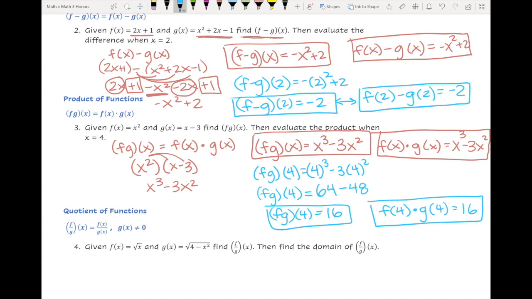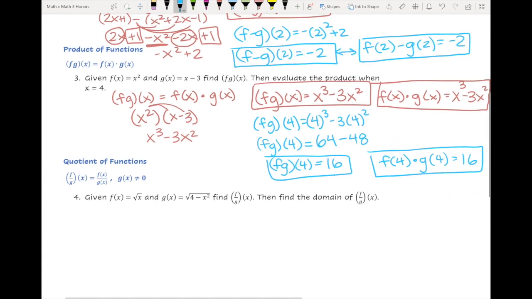All right, and last one is the quotient. You have to divide the two functions. They again gave us an f of x and a g of x function. Now note that it does say that we're not going to do this when g of x equals 0 because we cannot divide by 0. So we are going to do the entire f of x function divided by the entire g of x function. That's what we want, f over g.